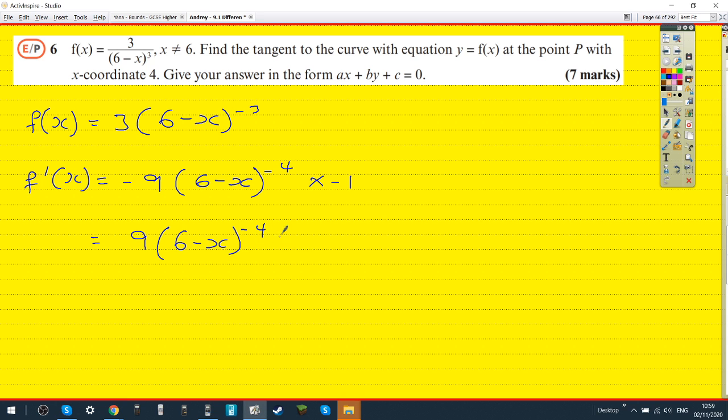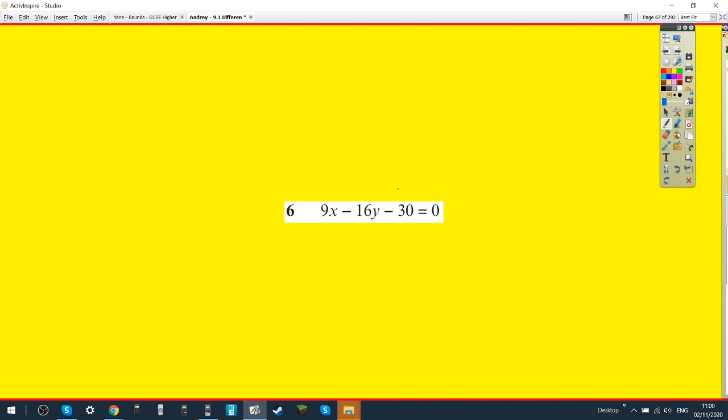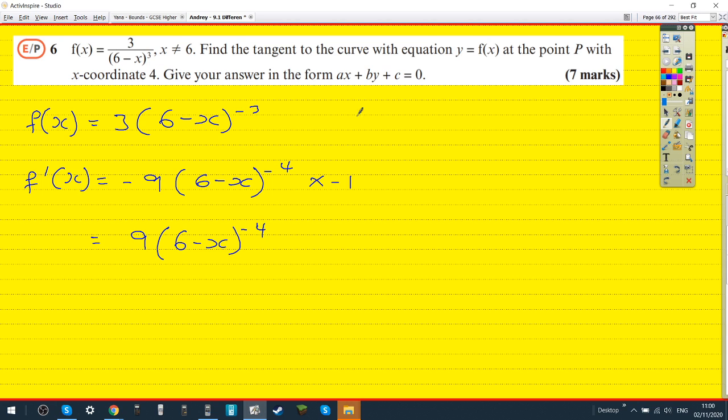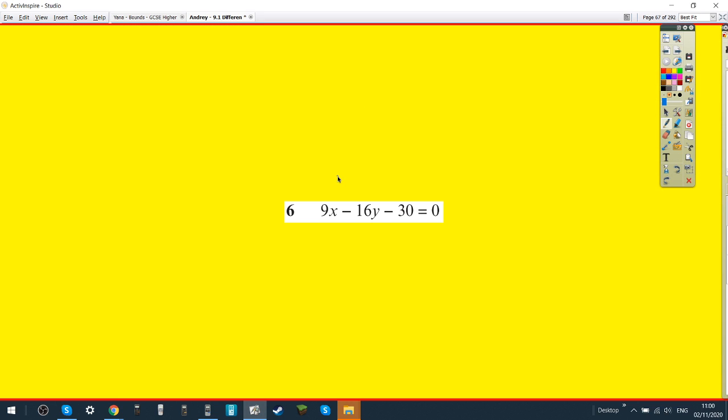Yeah. And so that last step isn't totally necessary, because if they want the gradient when x is 4, if you put in minus 9 times 6 minus 4 to the power of minus 4 times minus 1, you'll get the same thing. But that's the difficult bit there. Then you just sub in 4, get m, sub in 4 into the original, get y, get c.